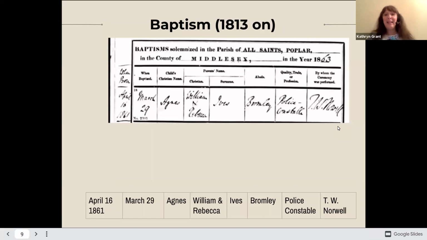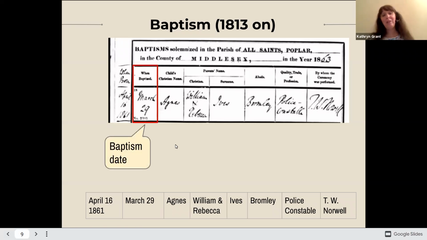Okay, this is an example of a baptism on a printed form that started in 1813. And you can see that this is a big improvement over the just free handwritten forms. So let's just walk through. I know this is a little bit small, so we'll walk through this and see what we can find on a baptism or christening form.